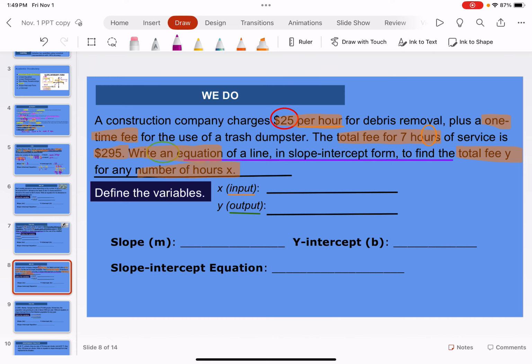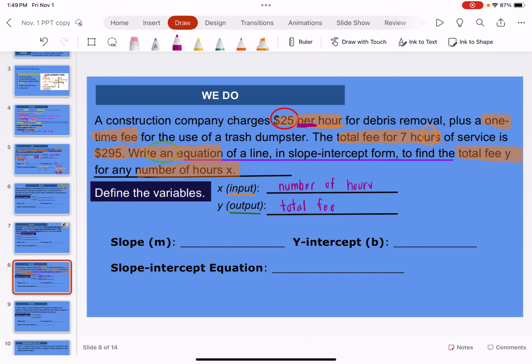What depends on what, right? And so it actually tells us in this problem. It tells us that our y is our total fee. And then our x is going to be the number of hours. Okay, so from here, I actually don't have to make a table because they give us our slope.